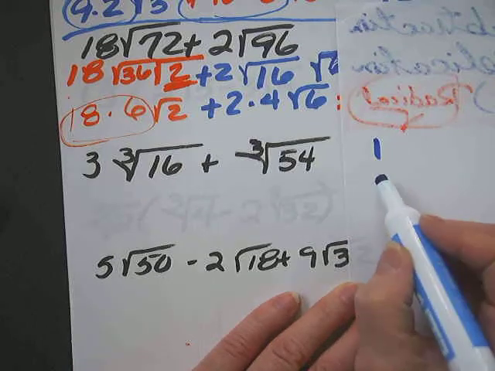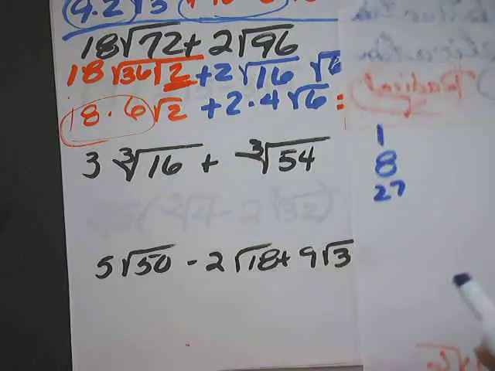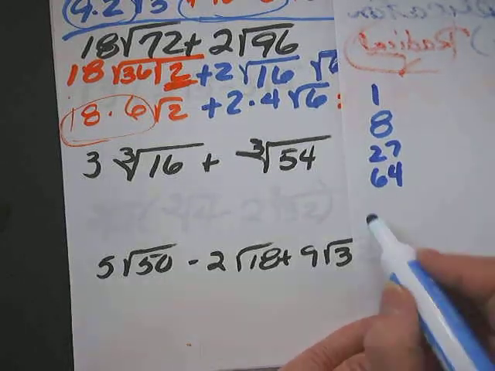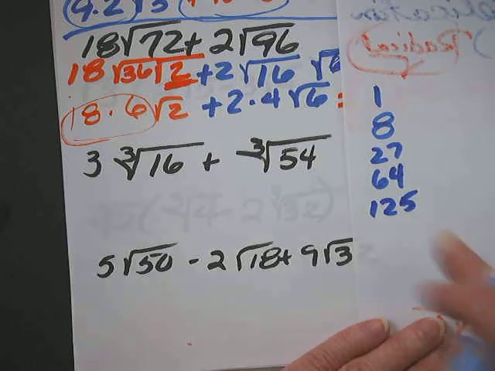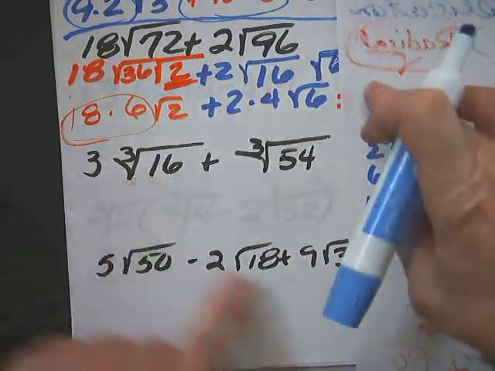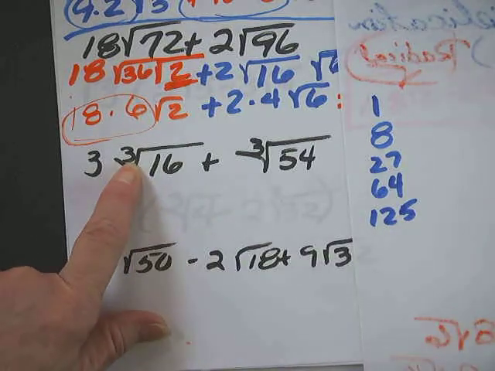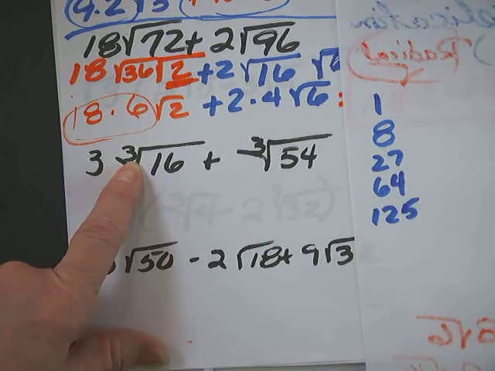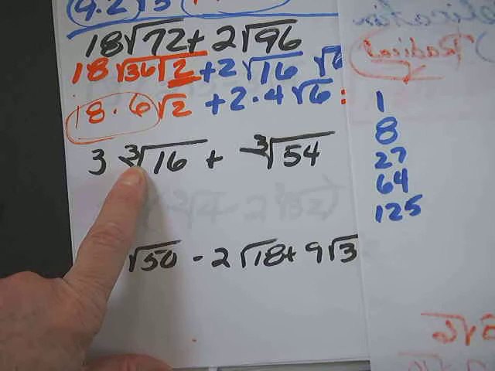Cube roots. Now we need to remember our perfect cubes. What were some of the first cubes? We had 1 times 1 times 1 is 1. 2 times 2 times 2 is 8. 3 times 3 times 3 is 27. 4, 4, 4 is 64, right? 5, 5, 5 is 125. Okay, that's far enough. These are some perfect cubes.